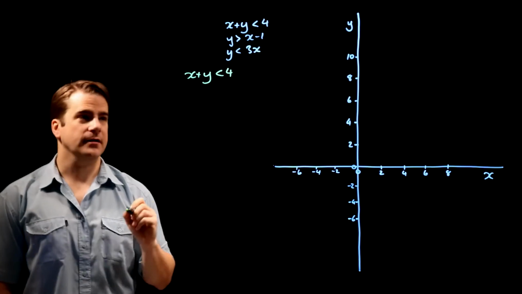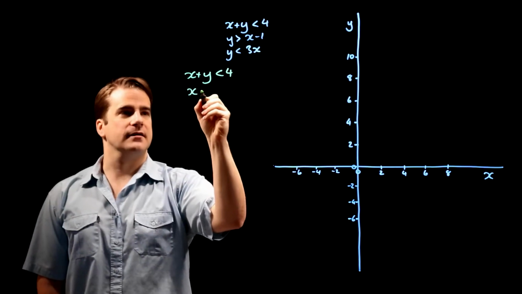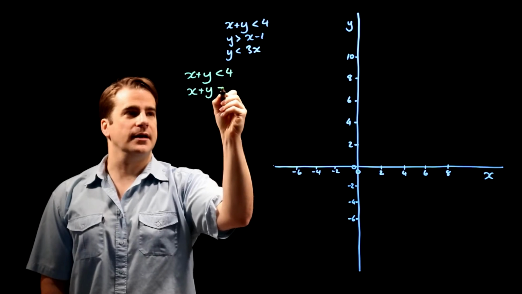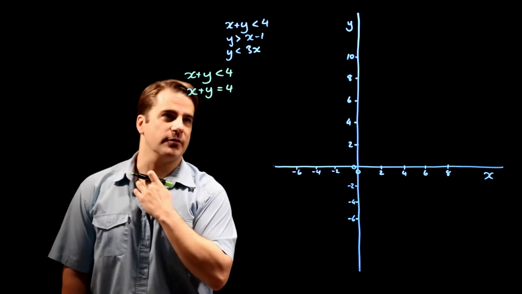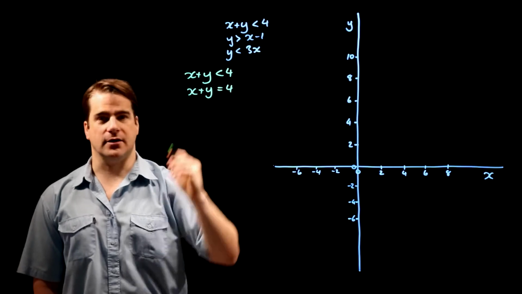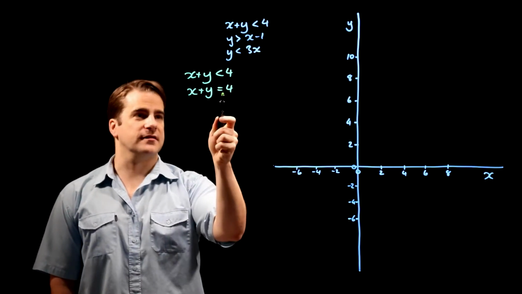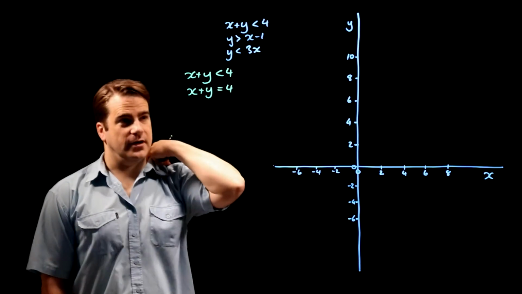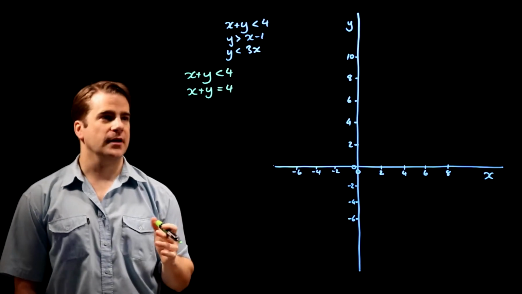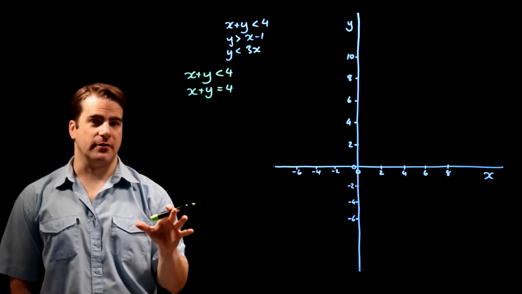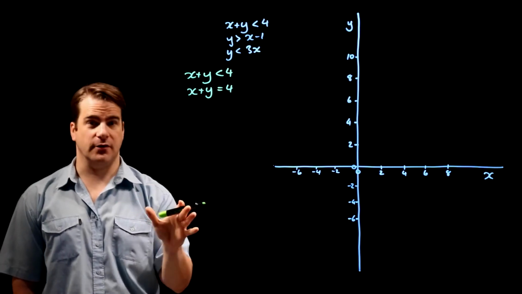Okay, first thing is write it as x plus y equals 4. Let's replace the less than with an equals. Now we've got to draw this line on the graph. So there's a couple of ways you can go about this. I'll show you both. Pick your favourite.